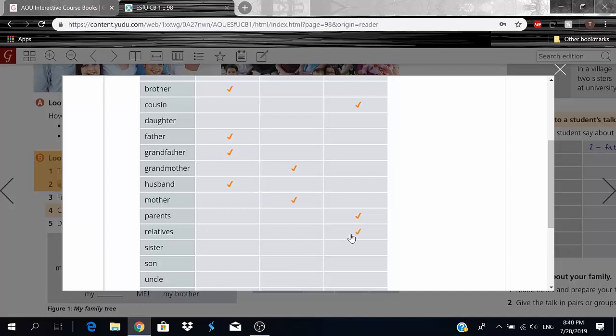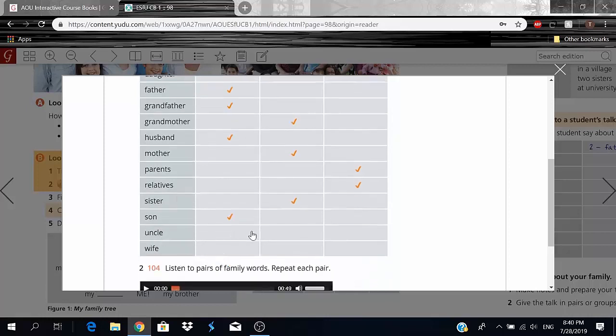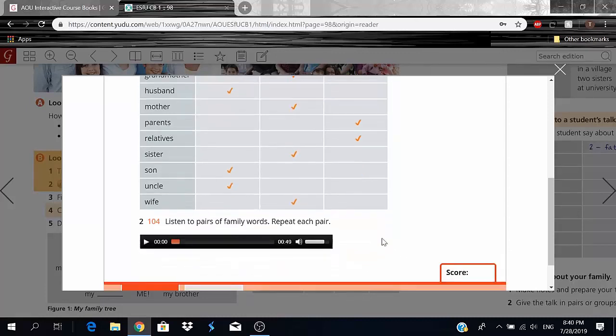Relatives can be both as well. When I'm talking about relatives in general, I'm not specifying a group of people. For example, males or females, I'm talking about both. Sister will be female. Son is obviously male. And here we go, uncle. You guys remember this? So uncle will be male. And finally, wife. Wife will be female, okay?